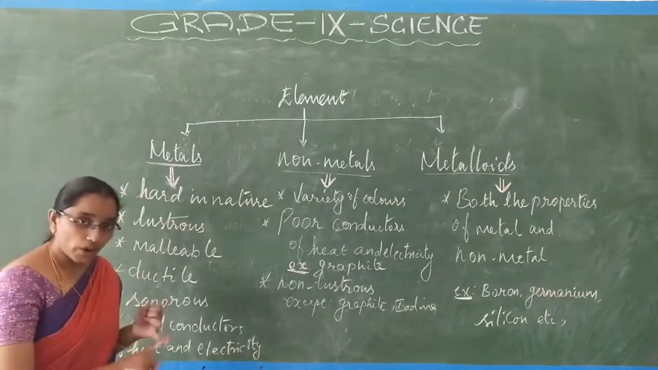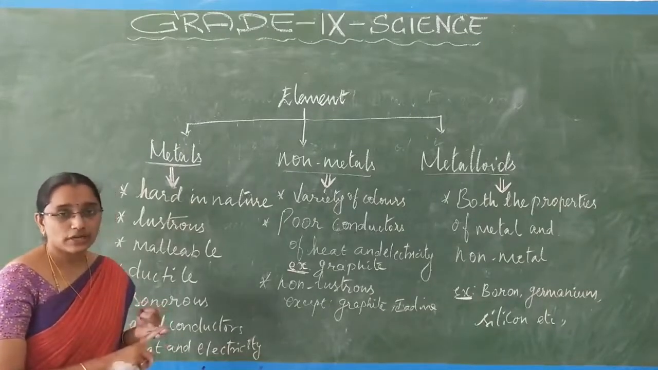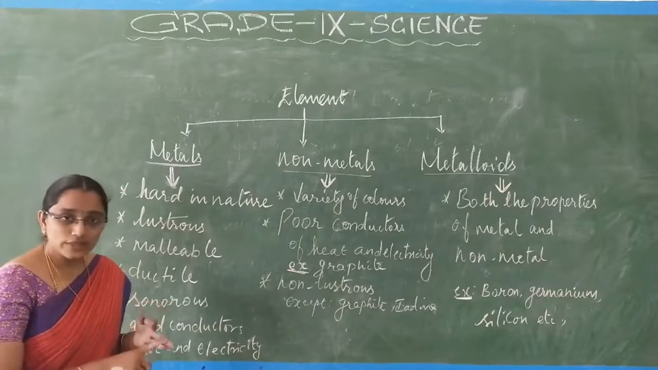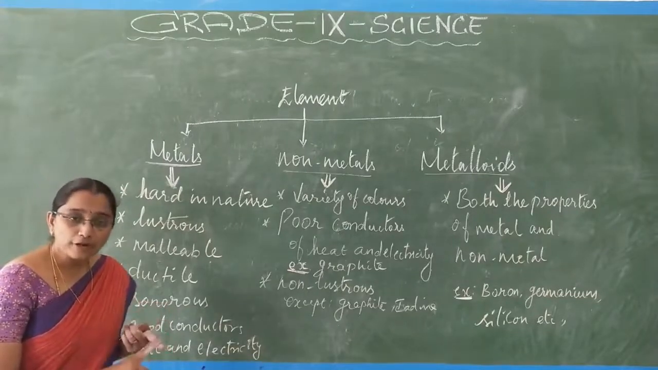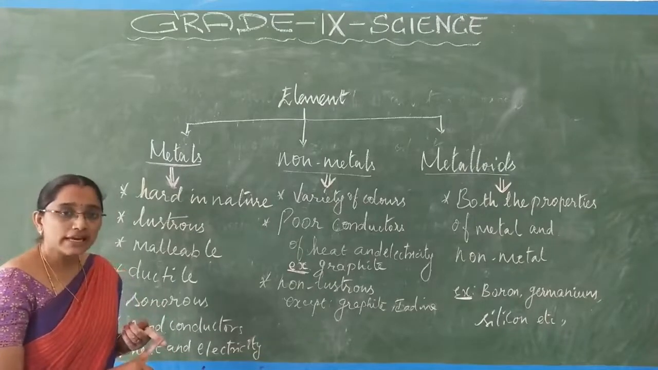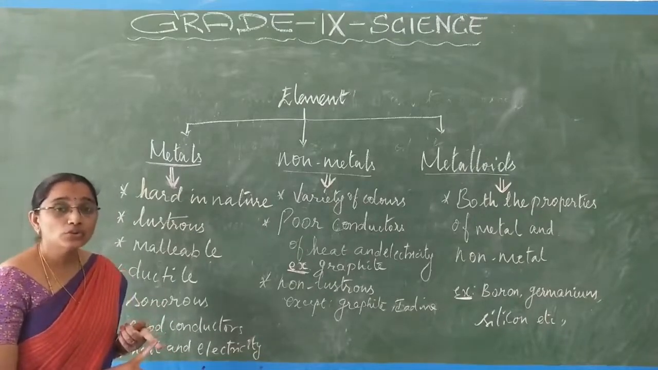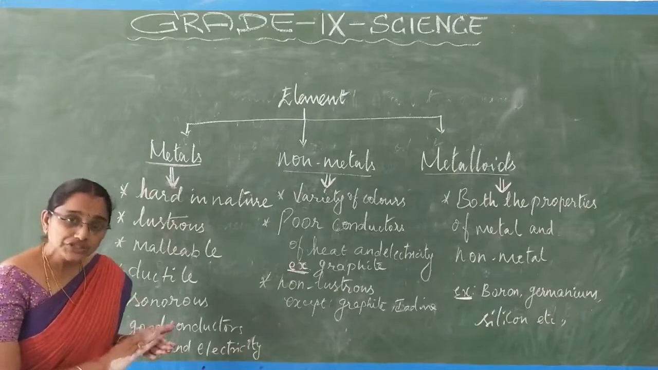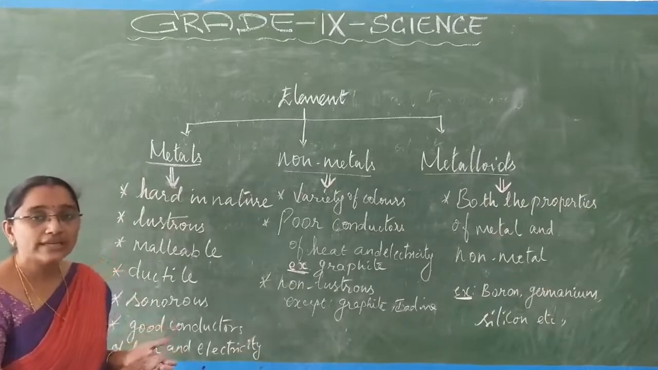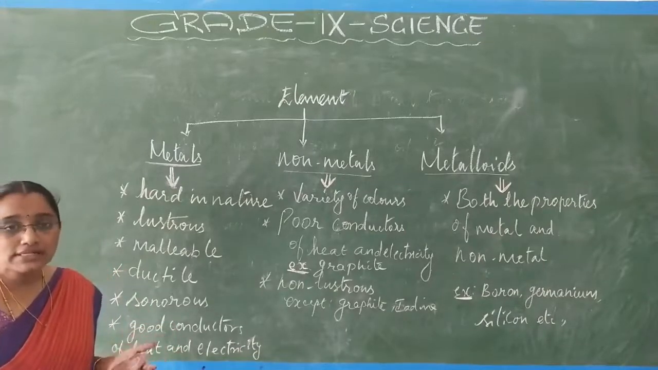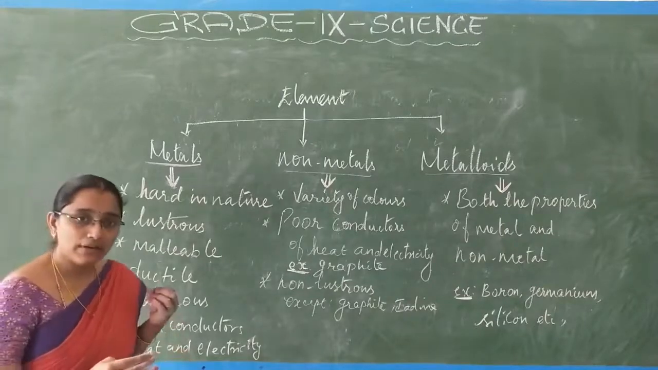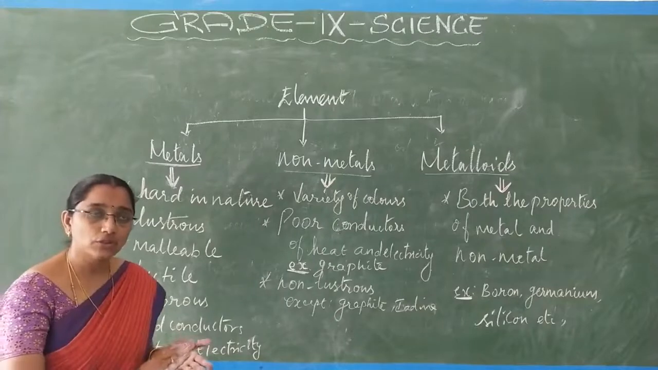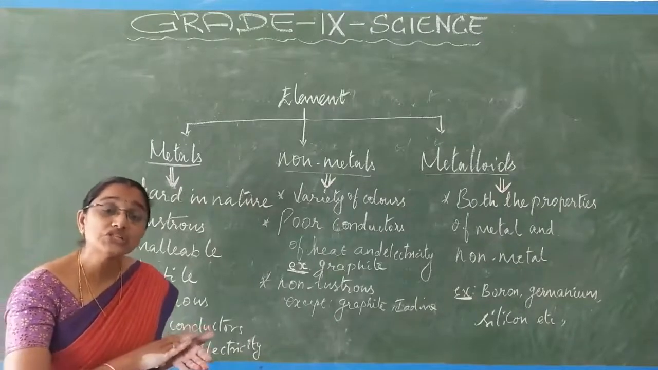So metals are hard in nature and available in different colors, and they show a lustrous appearance, and they have the property of malleability. So what is malleability? We are able to beat the metal into thin sheets. That property we call malleability. So metals have the capability of malleable nature, due to which we can change them into thin sheets.